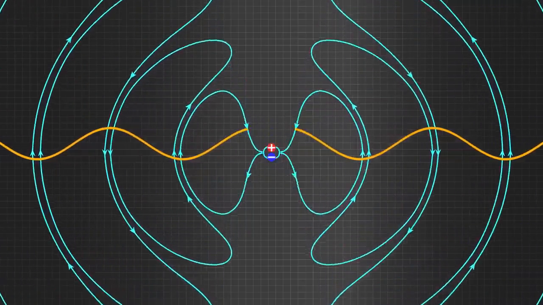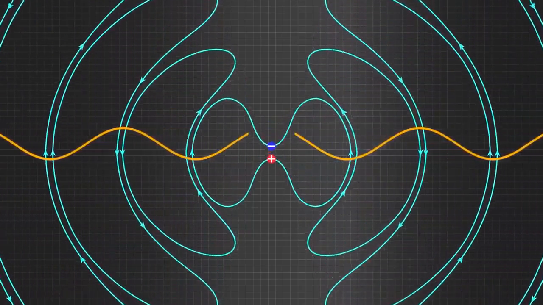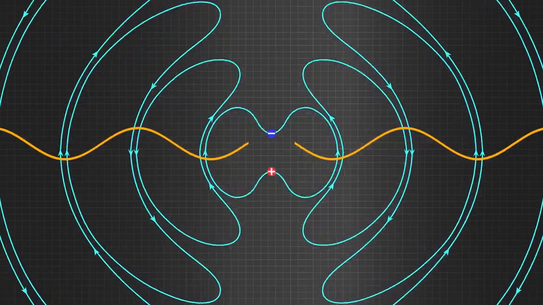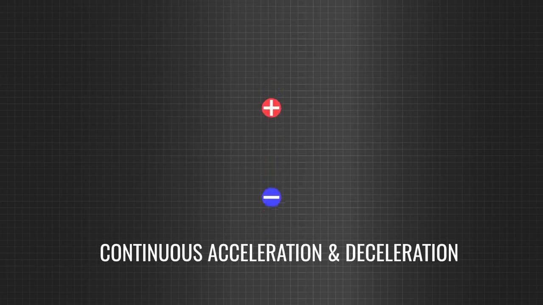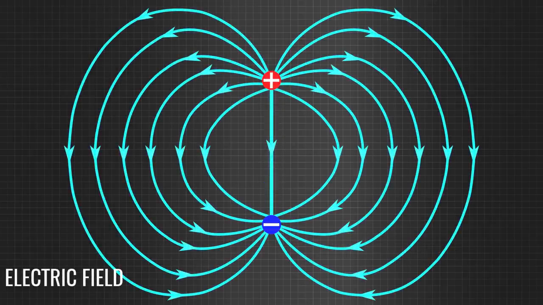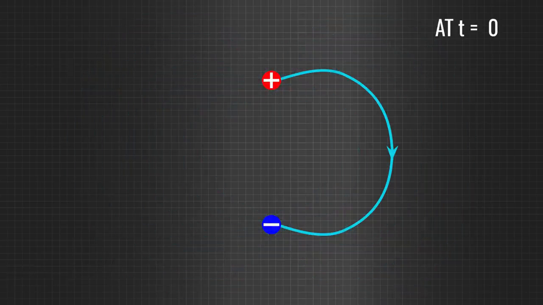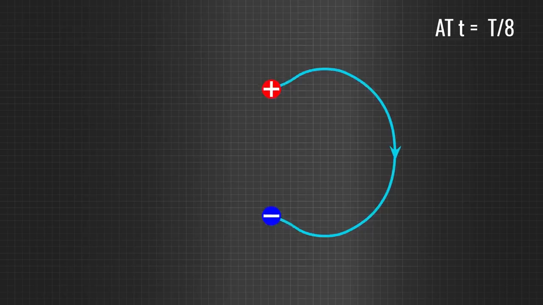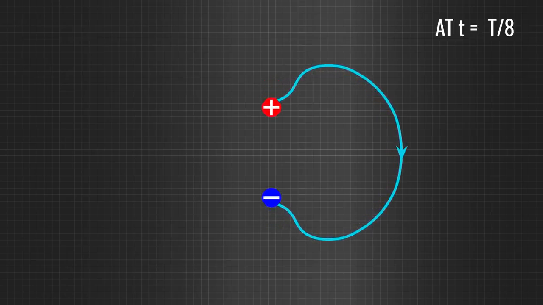Before getting into the electromagnetics, let's understand how velocity and acceleration vary in this simple case. It is clear that at both ends the velocities should be 0, and in the middle the velocity should be at the maximum. This means that this is a case of continuous acceleration and deceleration. The electric field pattern is drawn here when the charges are far apart and when the velocity is 0. In order to have a better understanding, let's examine one of the electric field lines. Let's observe the electric field line at t by 8. You can see that the electric field line is deformed.